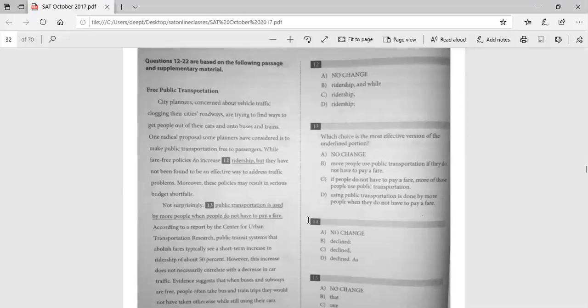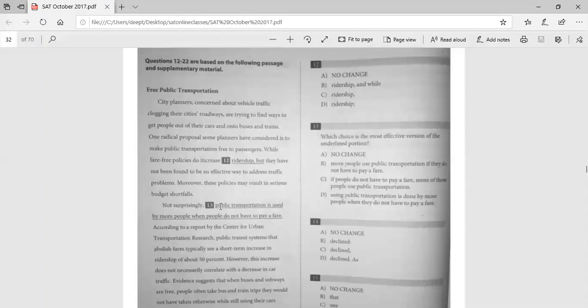So everywhere I'm saying the same thing. The meaning is the same, the grammar is the same. But what should I talk about? Should I focus on public transport or should I focus on people? That is my first split. How do you know this? So if you see the transition of how this paragraph and this paragraph is made, I was talking about while fare fee policies do increase ridership, I was talking about people, they have been found to be certain other things. Moreover, these policies may result in serious budget shortfall.